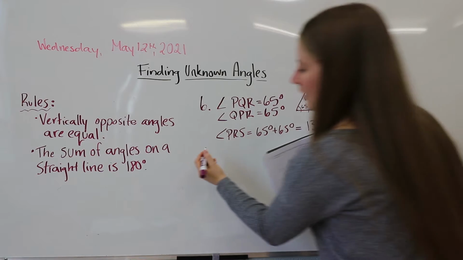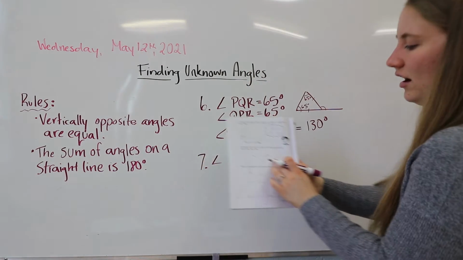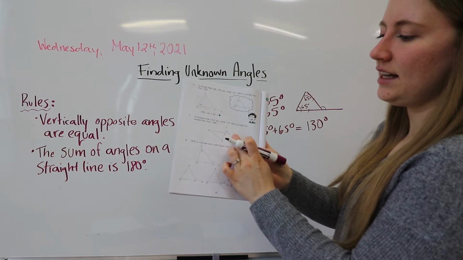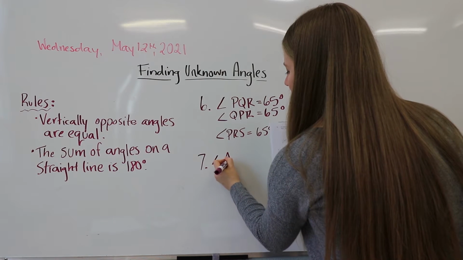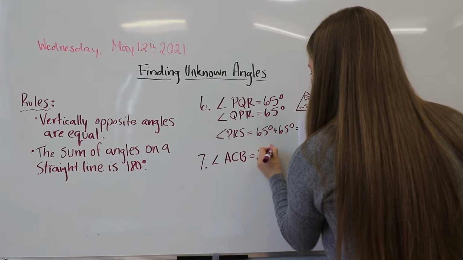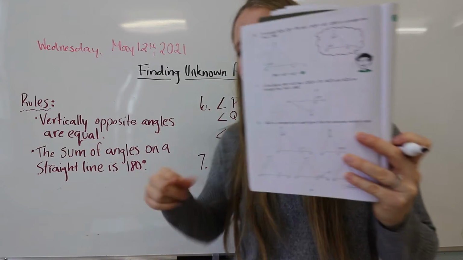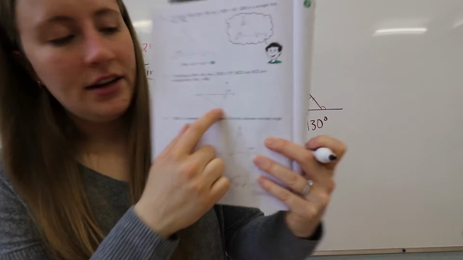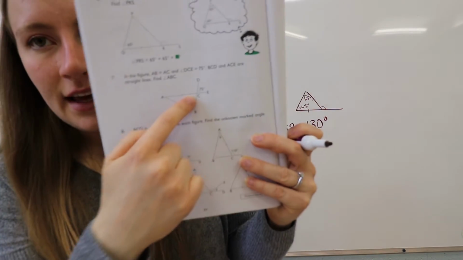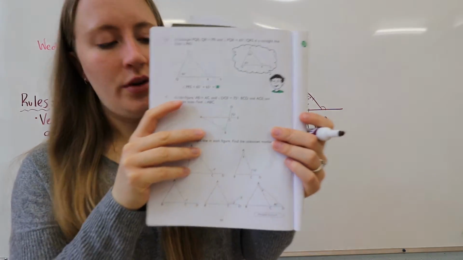So this isn't our final answer yet, but the angle that's opposite of DCE, which is ACB, equals 75 degrees because vertically opposite angles are equal. Okay, so that's how we figured out this angle here. And now we can apply our isosceles triangle rule, okay?